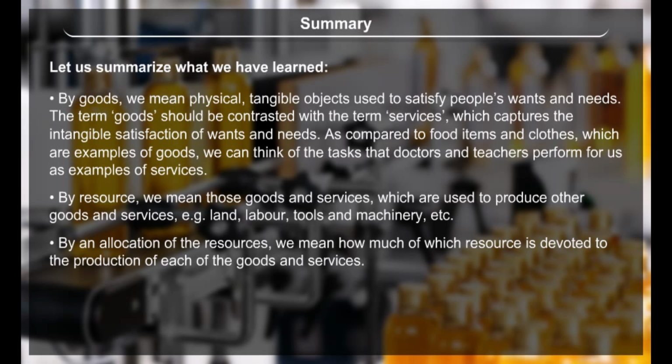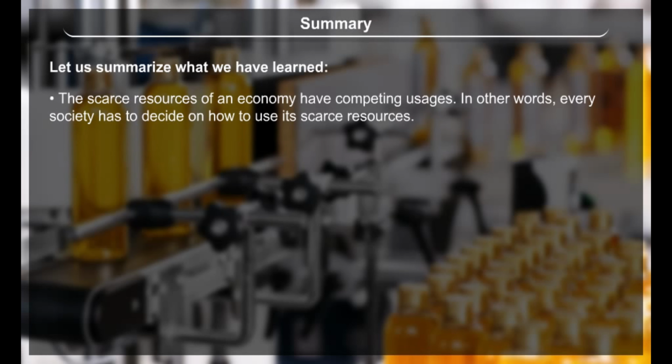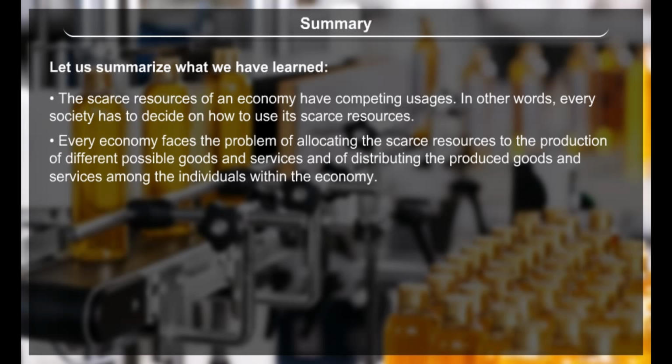By an allocation of the resources, we mean how much of which resource is devoted to the production of each of the goods and services. The compatibility of production and consumption of goods and services holds for a country or even for the entire world. The scarce resources of the economy have competing usages. In other words, every society has to decide how to use its scarce resources. Every economy faces the problems of allocating the scarce resources to the production of different possible goods and services, and of distributing the produced goods and services among the individuals within the economy.